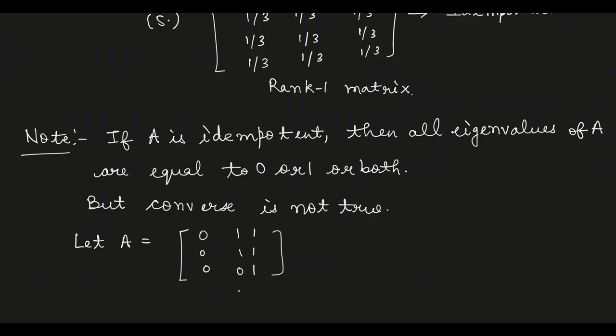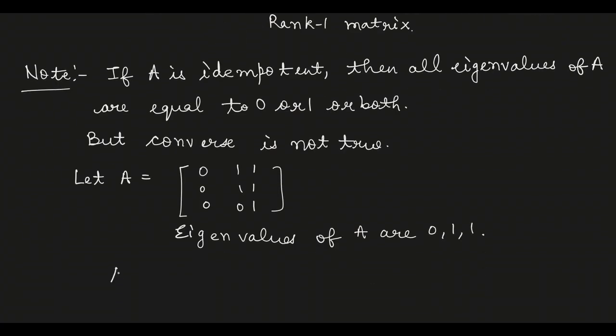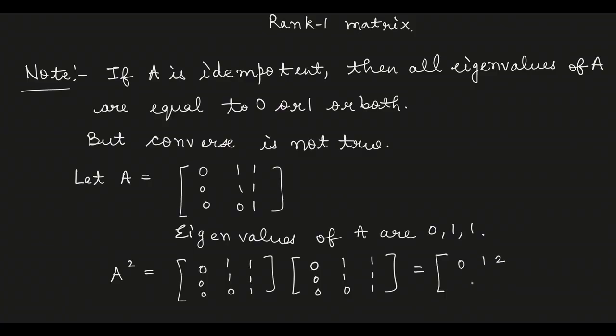So the eigenvalues of A are on the diagonal because A is an upper triangular matrix. So the eigenvalues of A are 0, 1, 1. Now I need to check whether it is idempotent or not. Clearly A square is not equal to A. Means A is not idempotent.